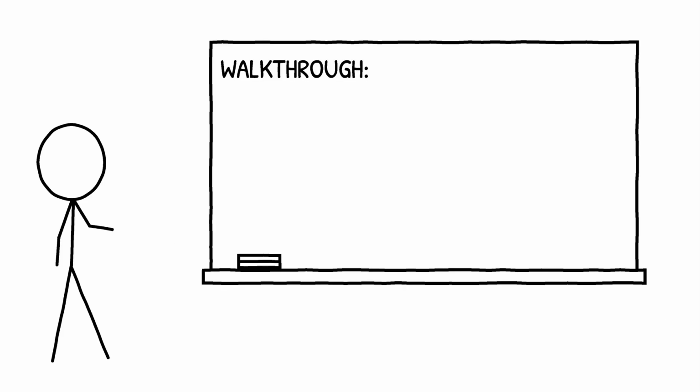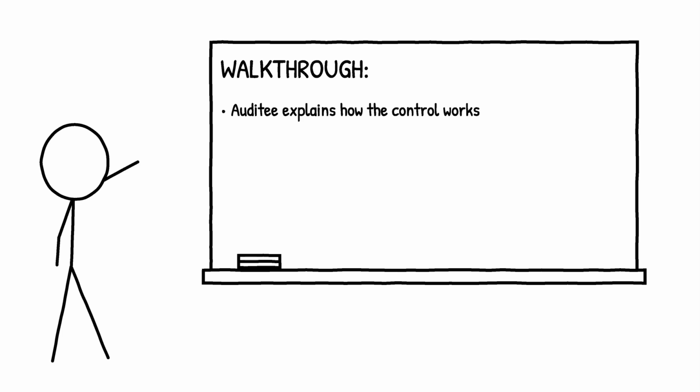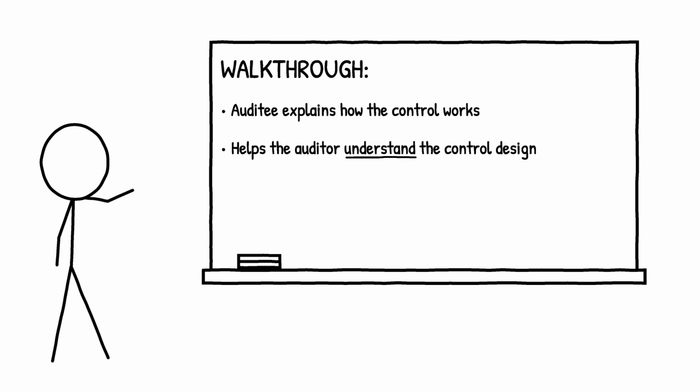In your CISA exam, it is common to get questions which ask you to identify the most appropriate evidence gathering technique for a given scenario. When you see these questions, remember that a walkthrough is when the auditee explains how the control works to help the auditor understand the design of the control.